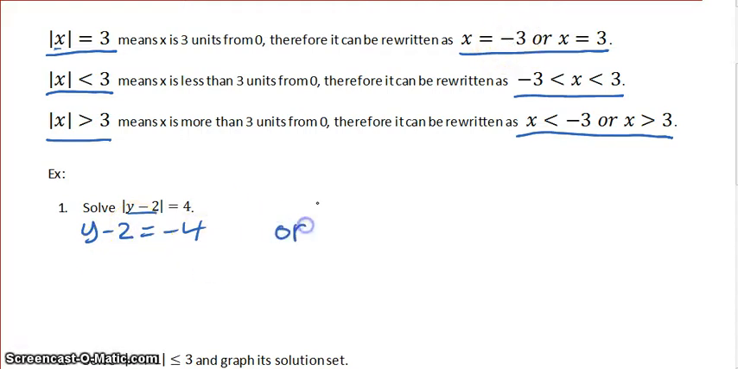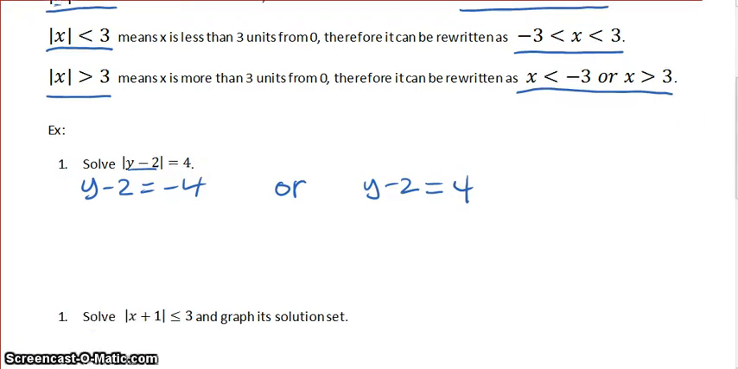Or I'm going to take, again, the inside, so y minus 2 equals the positive form of the number. Oops, it's not 3, that's from the example. There we go, it's going to be 4. Once you've written this out, you're going to solve it just like a normal OR problem, okay?